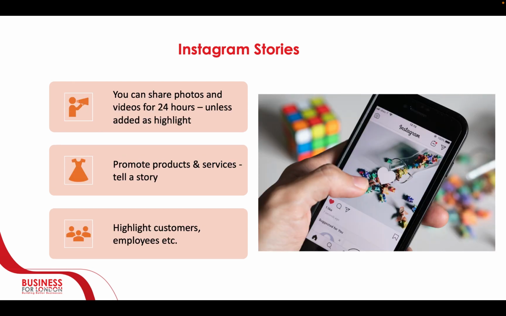So there are a number of features in Instagram, one of which is stories. Stories are available for 24 hours. They can be photos or videos, unless you add them as a highlight. Once you've created a story, you can select the option to add them as a highlight, which means they get added to your profile indefinitely until you decide you want to remove them. Ordinarily though, they are only available for 24 hours.